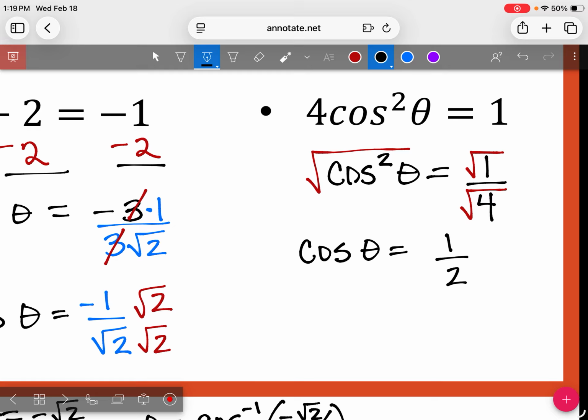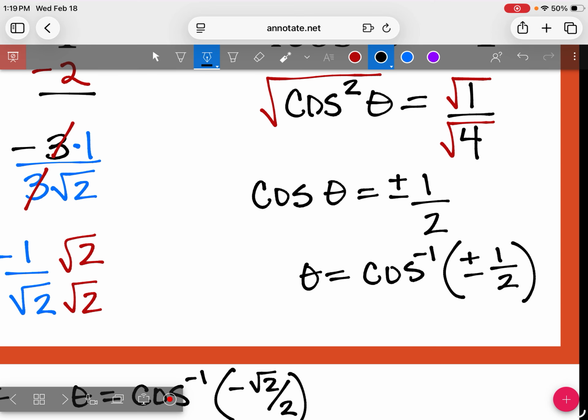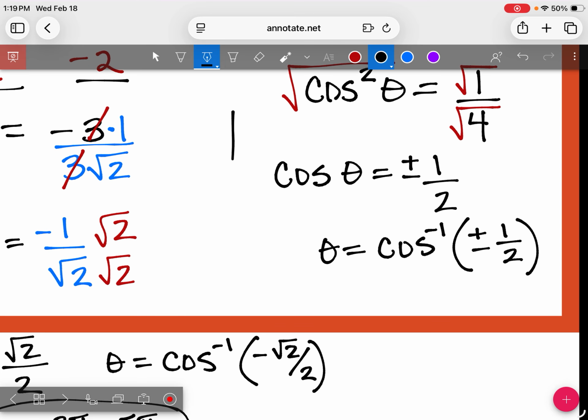But I'm not done. What do you think I'm missing? Is the square root of 1/4 only 1/2? Plus or minus. So looking on your unit circle, there's actually 4 answers. I want you to tell me in every single quadrant where is cosine positive 1/2 or negative 1/2. So there's 4 solutions that I'm looking for.